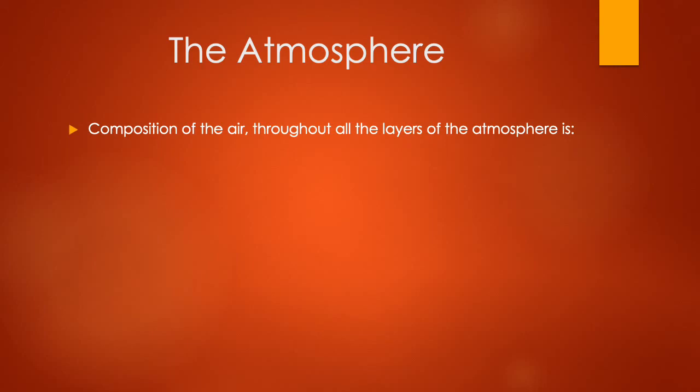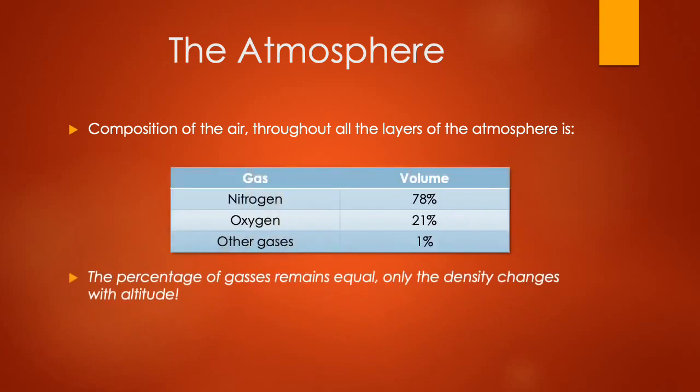So looking at the atmosphere and the composition of the air, the composition of the air through the atmosphere remains the same. So in any amount of air, for instance a cubic meter, 78% of that air will be nitrogen, 21% will be oxygen, and then 1% will just be considered other gases.